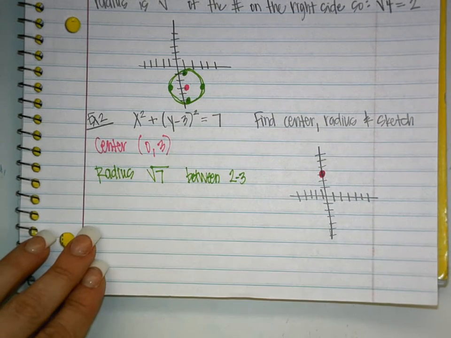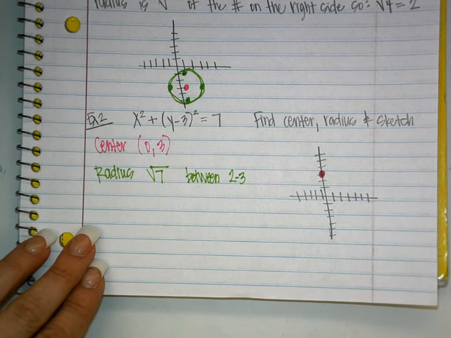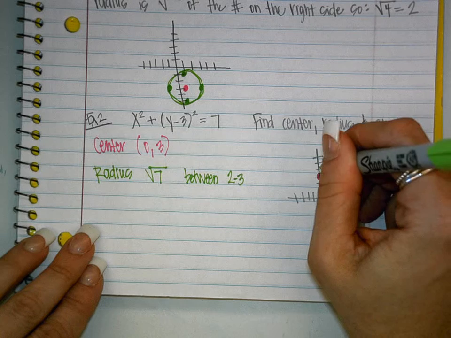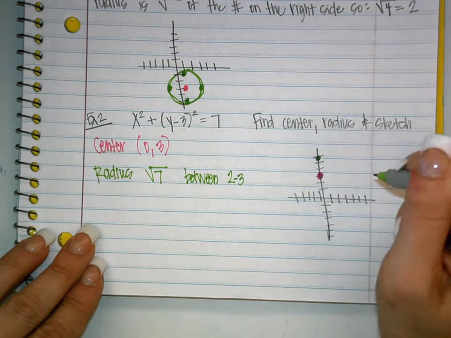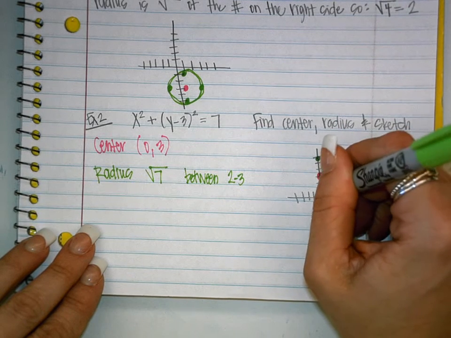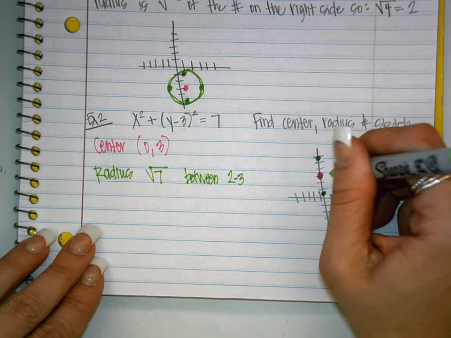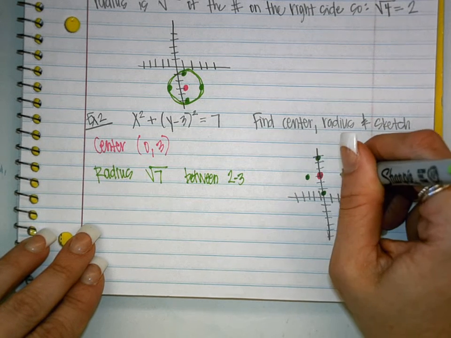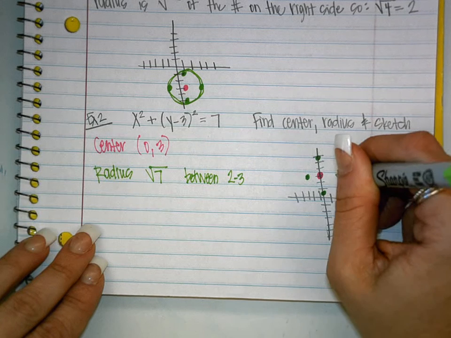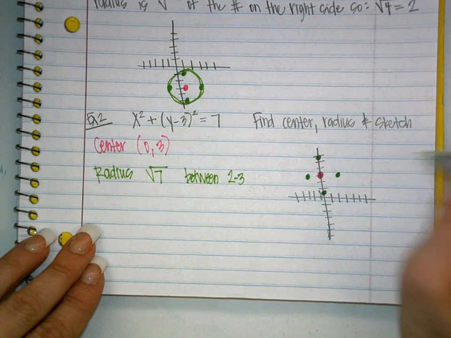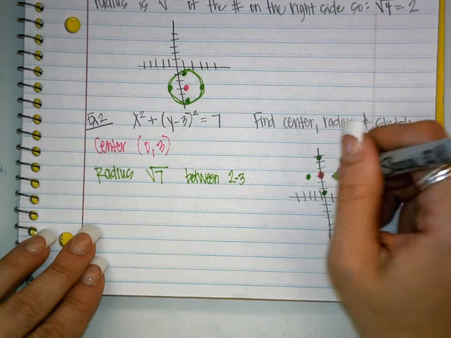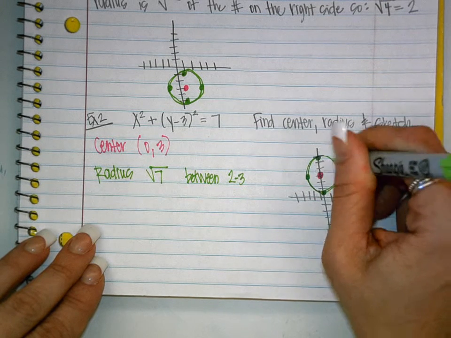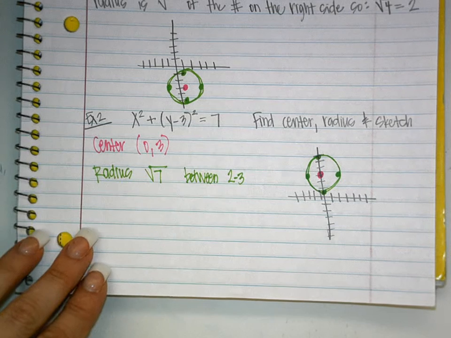Then our radius is radical 7. I don't expect that you're going to have an exactly perfect radius here. I just know it's between 2 and 3. So put a dot up between 2 and 3 from the center. Put a dot down in between 2 and 3 from the center. Right between 2 and 3. And left between 2 and 3. If you don't have perfect circles, it's not a huge deal. Then connect these with as close to a circle shape as you can make. And you're done.